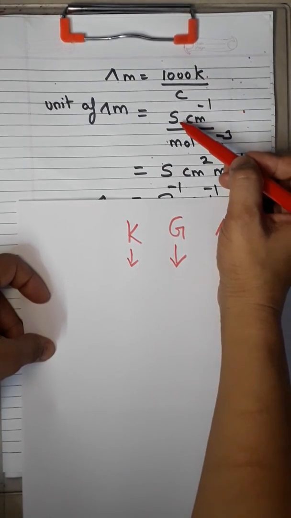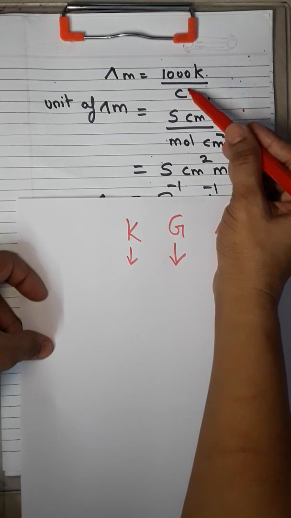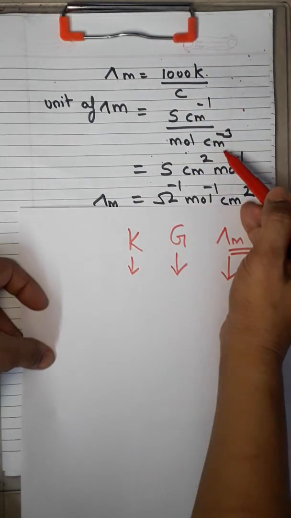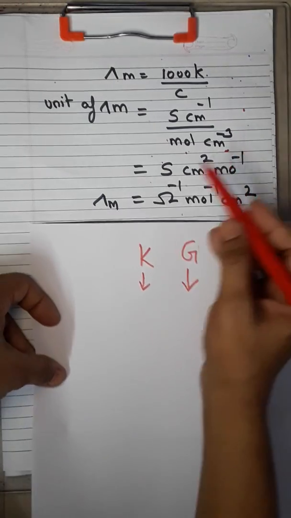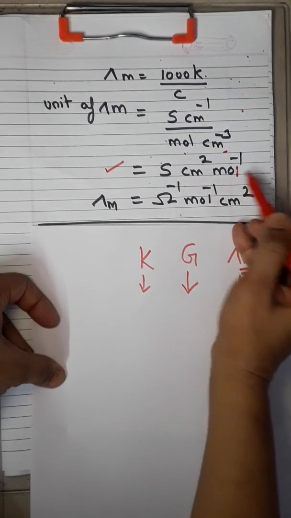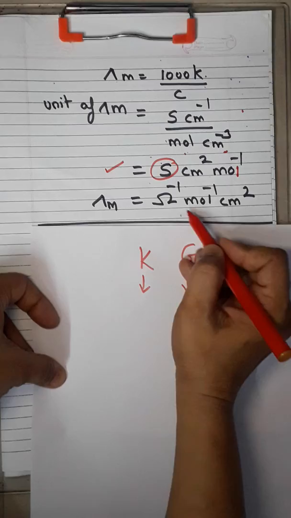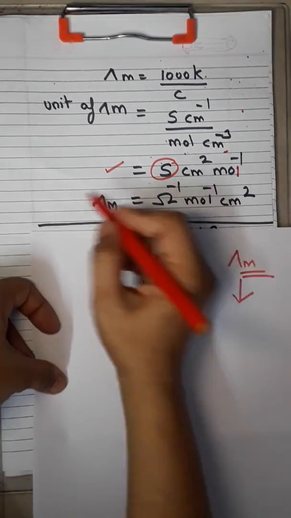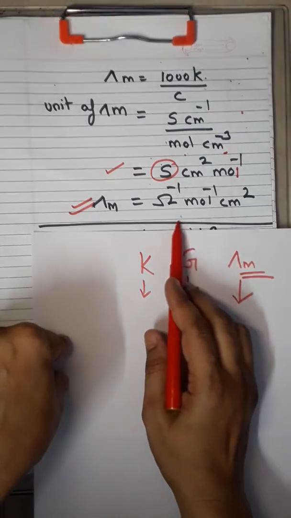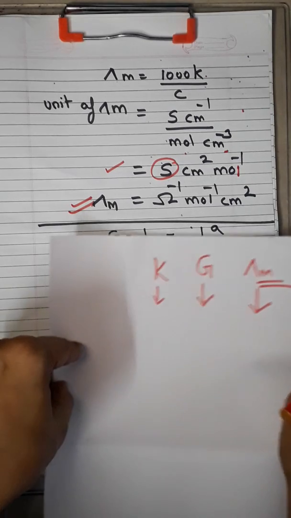See K, I have written Siemens per centimeter. Here is concentration. Concentration is mole per decimeter cube, but since it is in centimeter here, we will also write a centimeter minus 3, and we get the unit of this as Siemens centimeter square mole inverse, and Siemens can be written as ohm inverse. Mole inverse I have written centimeter square. So make a note of it that the unit of lambda M is ohm inverse per mole centimeter square, and this is very important from board point of view.